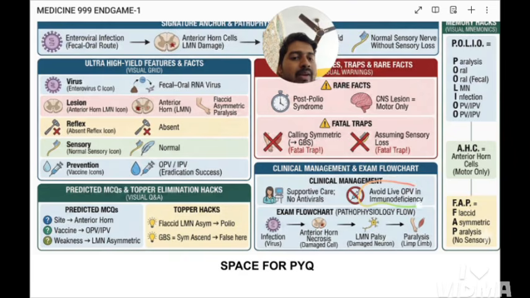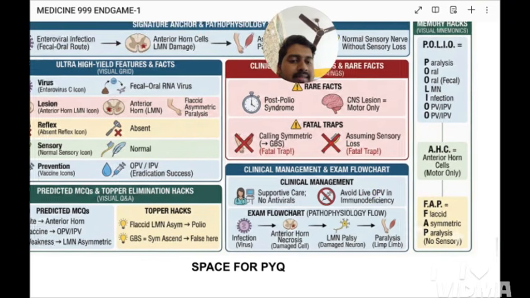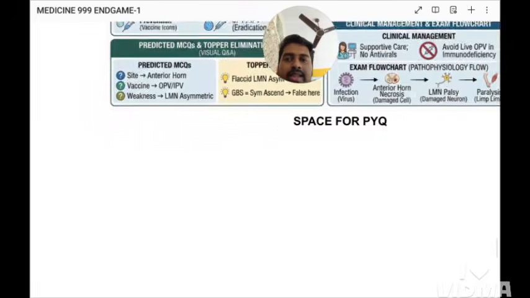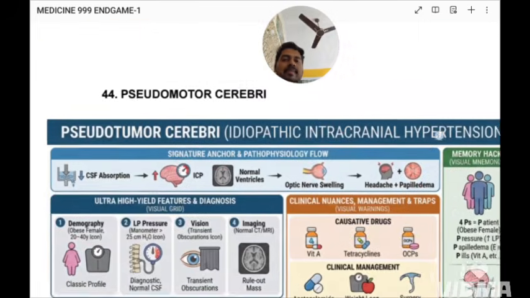And you avoid live OPV in immunodeficiency because OPV has actually immunogenicity, so it can cause pathogenicity. That is, if your person is immunocompromised, then it can actually cause polio in them. That's why we avoid live polio, and it is true for any live vaccine. So I think I have explained everything. We can go to the next topic. Main thing is differentiating it from GBS.